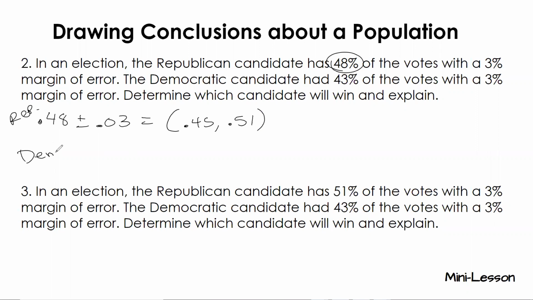For the Democrats, they're going to have 0.43, and we're going to add and subtract 0.03. That's going to give us 0.40 to 0.46. So who's going to win? You have to have 50% or above in order to win. So does either one of these have 50% within their interval? Yes. So the Republican would win this one.